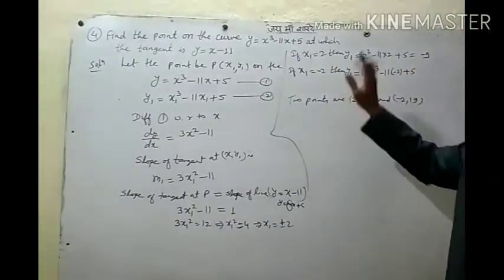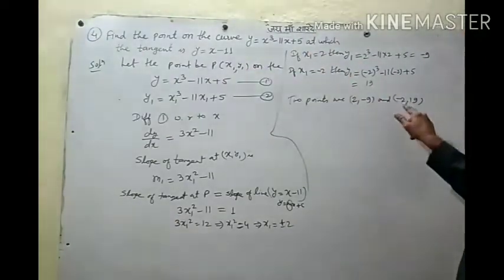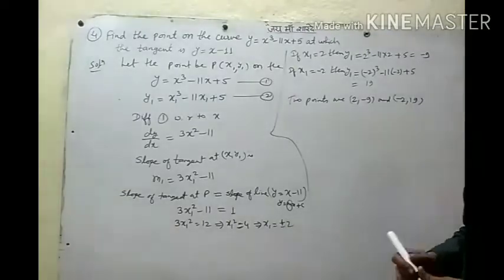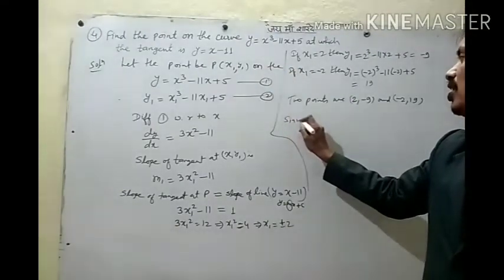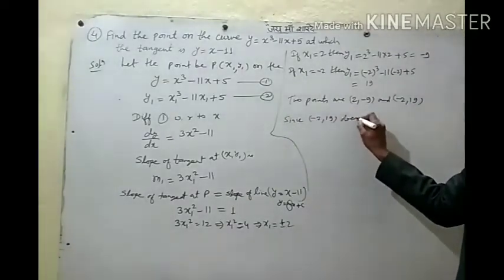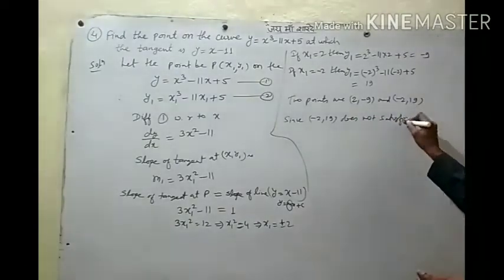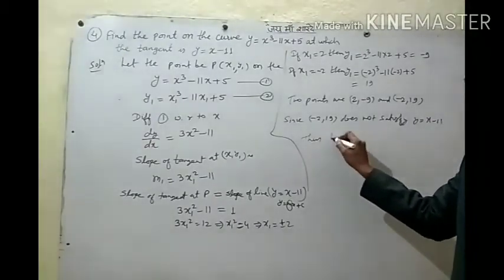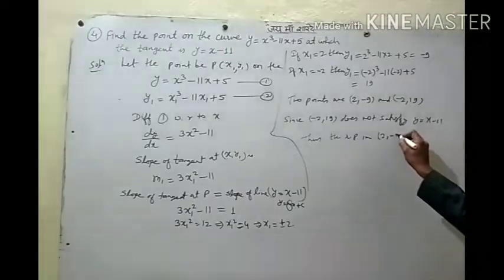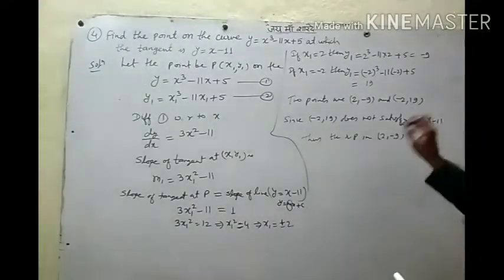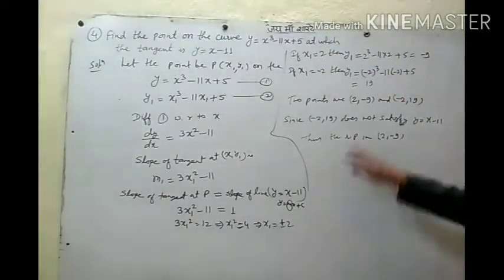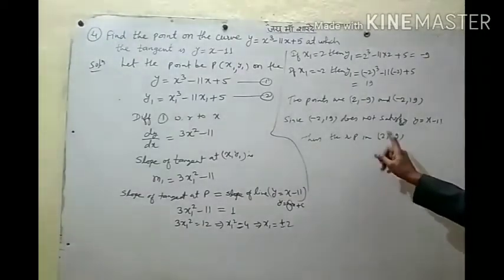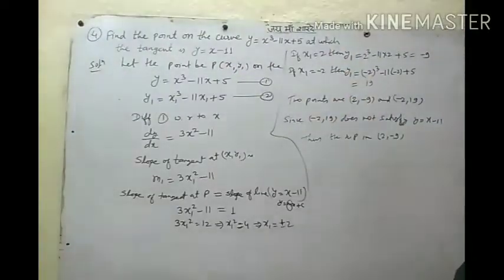So these are the points at which if we draw a tangent, its slope will be 1. But this tangent cannot be at point minus 2, 19. If we draw a tangent at this point, it will not be y equal to x minus 11. Since minus 2, 19 does not satisfy y equal to x minus 11, the required point is only (2, minus 9). If we draw a tangent at this point, only then do we get the equation y equal to x minus 11. So if we get 2 points or more, you have to find out which points can be rejected. Okay?